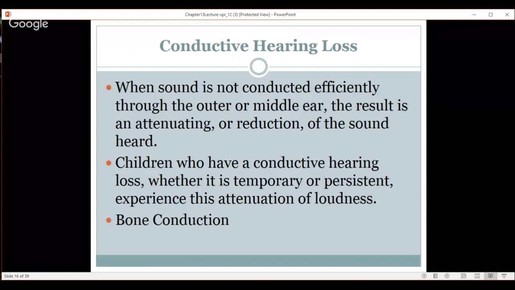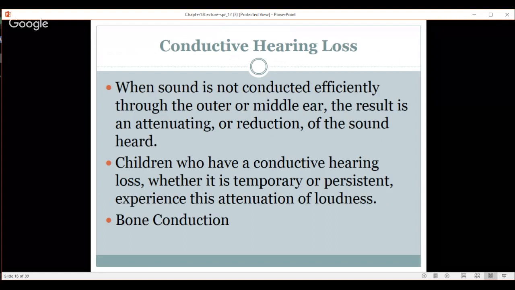And oftentimes when we think about a conductive hearing loss or a hearing loss that is not permanent, we think about children who have ear infections where fluid is filling the middle ear, and children might have a mild hearing loss while that hearing loss is clearing up. So they might be hearing speech sound kind of garbled during that time, but it is something that's going to resolve once the infection is cleared up.